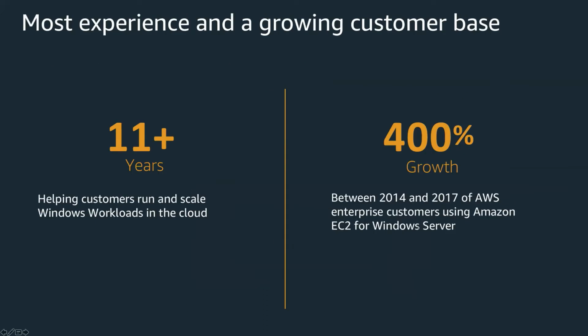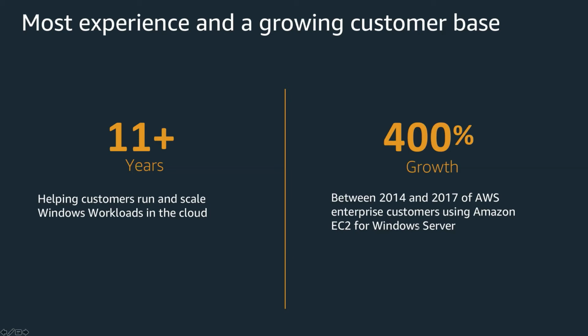We have briefly touched upon having 11 plus years of experience working specifically on Microsoft workloads. And these numbers, based on IDC, show that between 2014 and 2017 of AWS Enterprise, we have seen more than 400% growth, while customers and enterprise organizations are using Amazon EC2 for Windows Server on AWS. That has been a significant growth that we have seen.